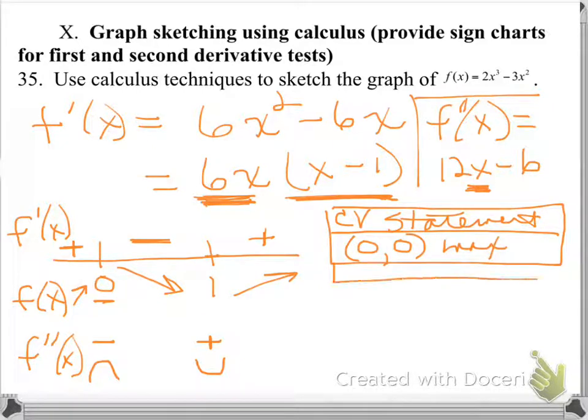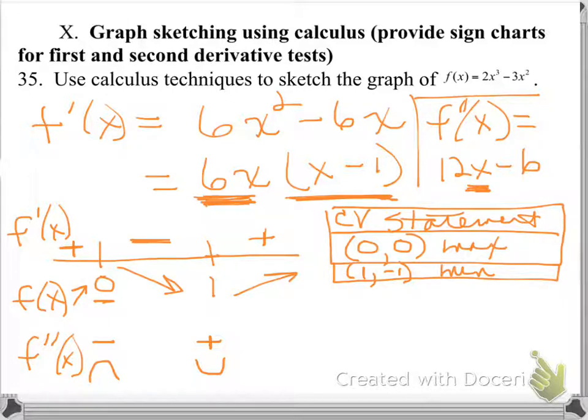Okay, let's do the same thing with the minimum. So take your 1, plug it in your original equation. Notice I'm not using a calculator. 2 minus 3 will give me a -1, and so therefore I have a min at the critical point of 1, -1.